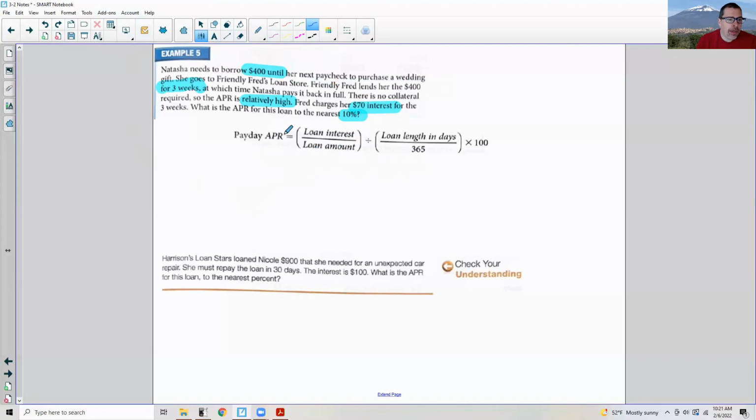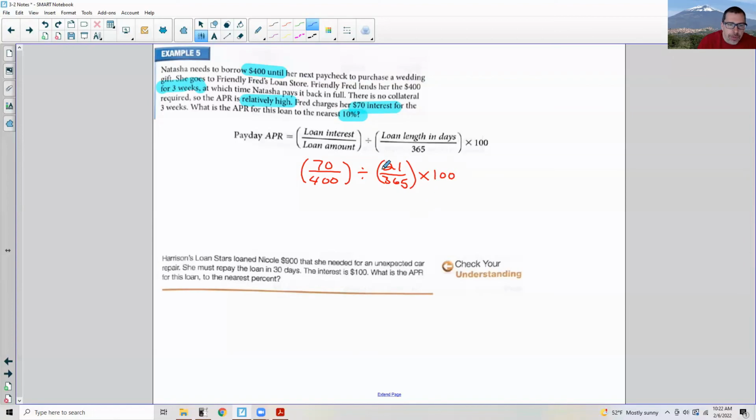So the payday APR, annual percentage rate, is equal to the loan interest divided by the loan amount, divided by the length in days, divided by 365, because we're breaking up a year by days, and then multiplying that by 100 for the percent. So the loan interest was $70, divided by the loan amount, which was 400. So it's $70 divided by 400, and then we're going to divide that by the loan length in days. It was 3 weeks, which is 21 days, over 365. And then we're going to multiply that by 100.